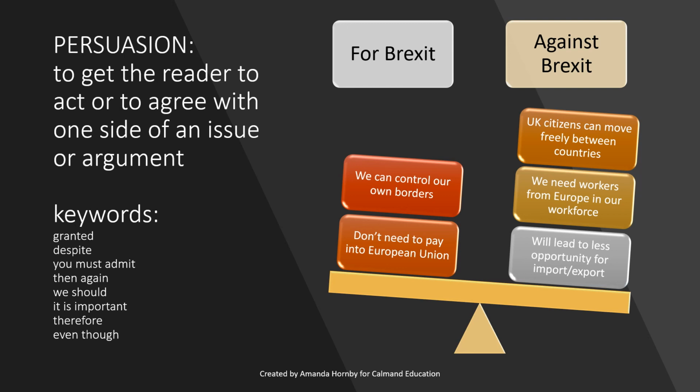So when you're talking about persuasion, if we have the scale, and you can see there are for and against arguments, this gives the visual and the understanding that there are two sides to an issue or an argument, and one side will be weighted more than the other, and the student then will be able to decide which argument goes on which side and which one is weighted better than the other side.